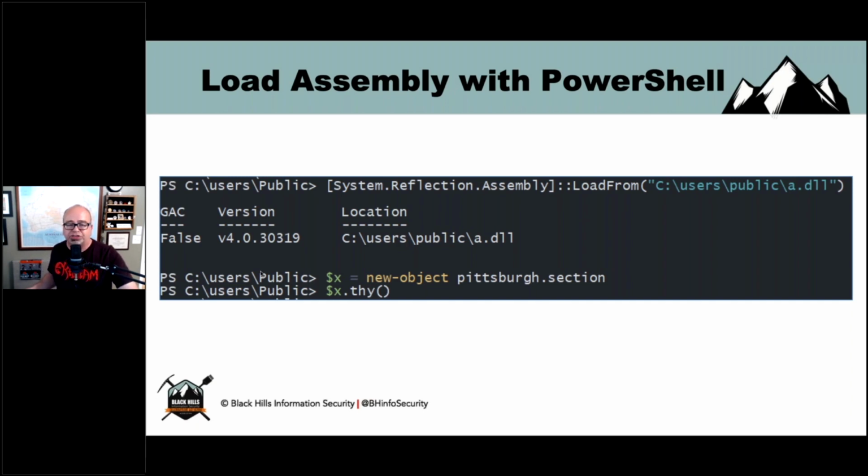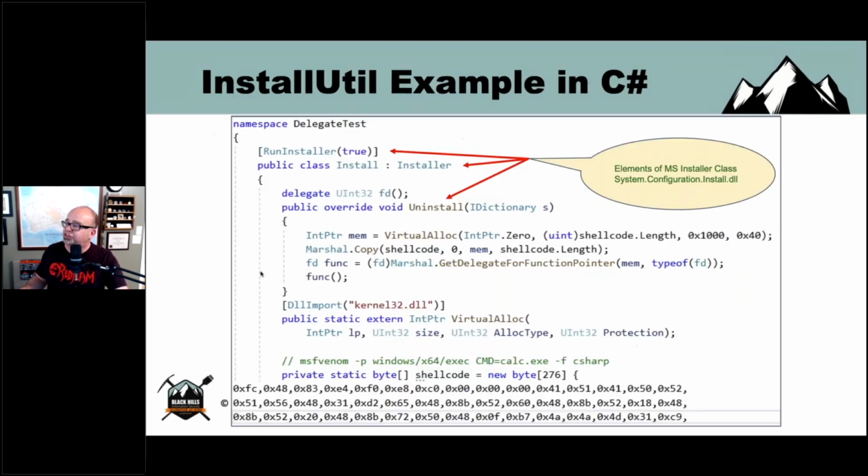Now, if you don't want to do this from PowerShell, you can also use InstallUtil. Because you have this install method up here in your code, InstallUtil with the uninstall flag will execute this code here that you've created, and equivalently, you can get that shellcode into memory.